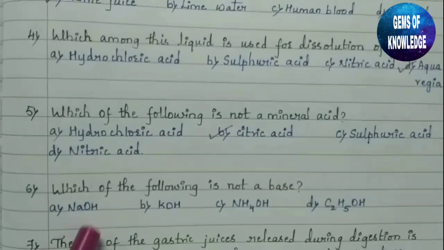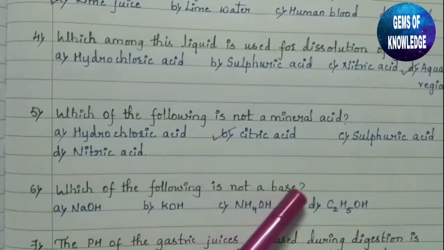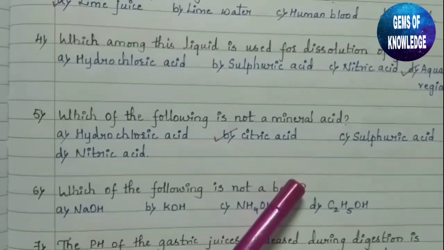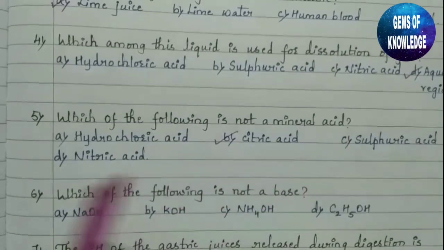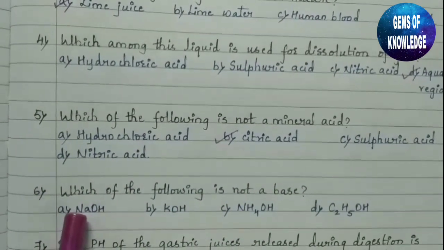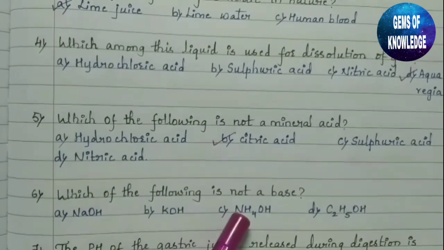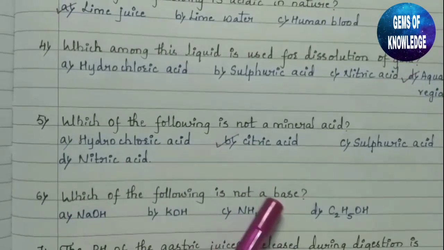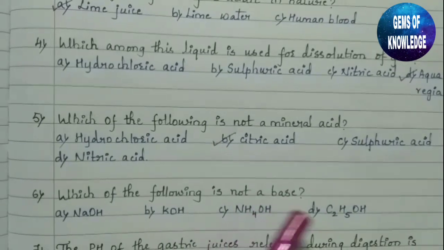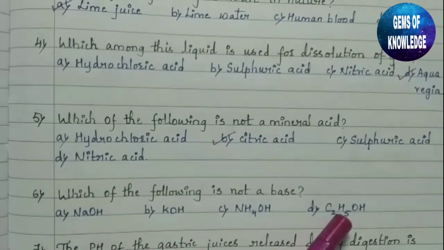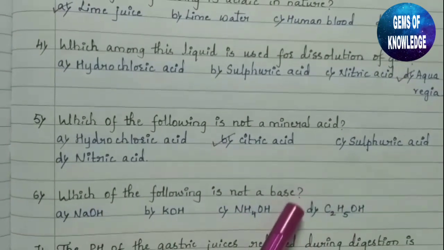Next, which of the following is not a base? They are asking which of the following is not a base. Here the options given are NaOH, sodium hydroxide, KOH, potassium hydroxide, and NH4OH, ammonium hydroxide. Whereas C2H5OH is nothing but ethanol.